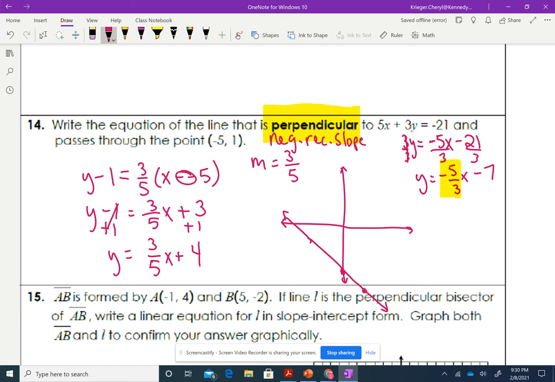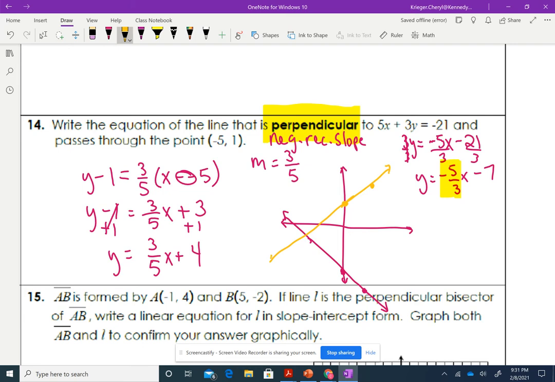Okay, and y equals 3/5 x plus 4. Well, plus 4 would be up here. Up 3 over 5. Up 3 over 5 would look something like this.